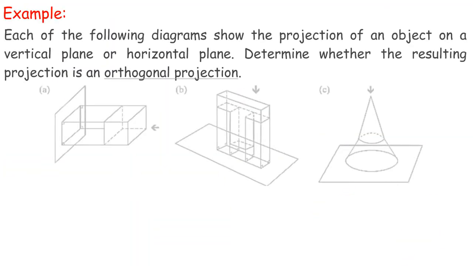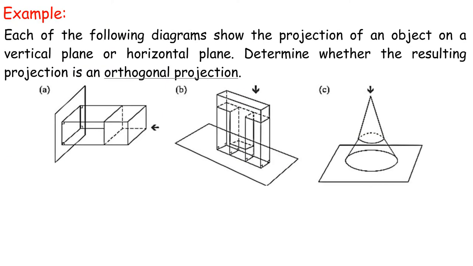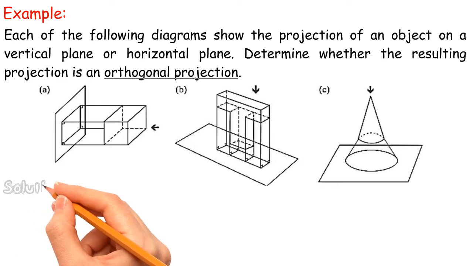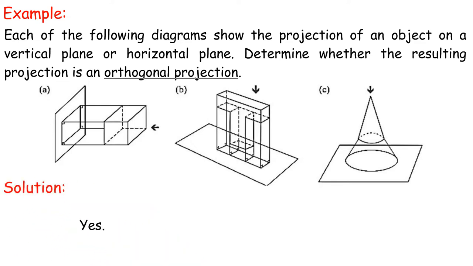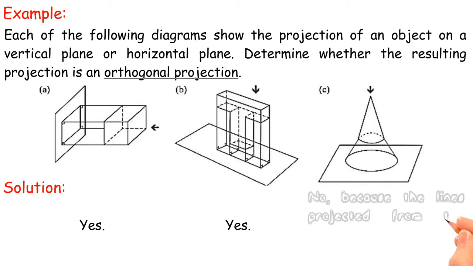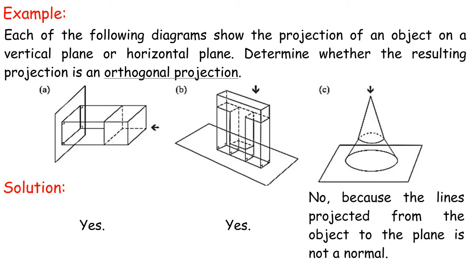Example: each of the following diagrams show the projection of an object on a vertical plane or horizontal plane. Determine whether the resulting projection is an orthogonal projection. Solution: A. Yes. B. Yes. C. No, because the lines projected from the object to the plane is not a normal.